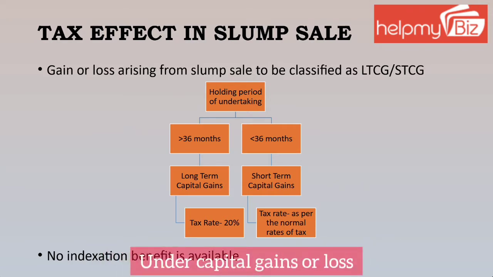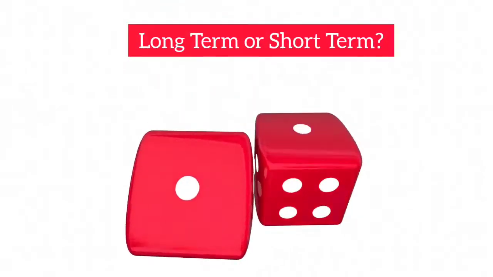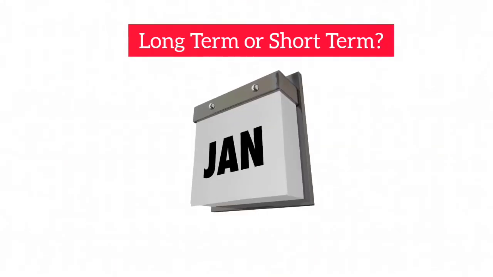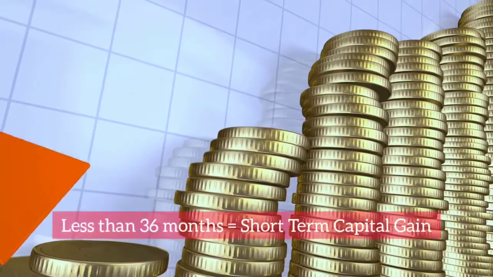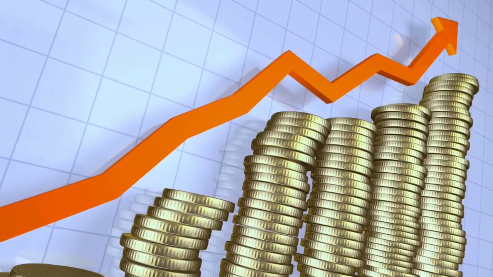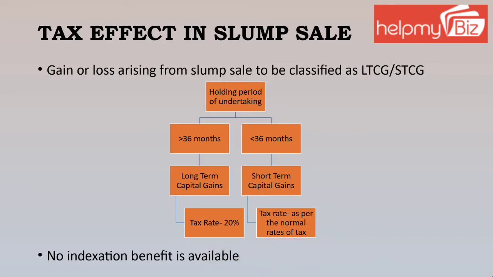However, the question arises how to classify the sale. That is, whether it will be classified as a long-term capital gain or a short-term capital gain. If the undertaking is held for more than 36 months, the resulting gain or loss shall be treated as a long-term capital gain, and if it is held for less than 36 months, the same shall be classified as short-term capital gains. The tax rate for long-term capital gain is 20%. The tax rate for short-term capital gain, on the other hand, is the normal rates of taxation. We have to keep in mind that no indexation benefit shall be extended to the assessee.